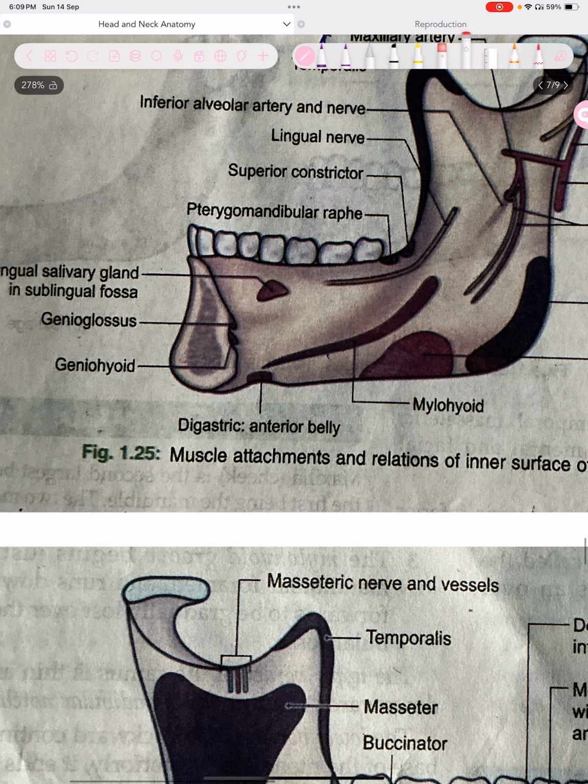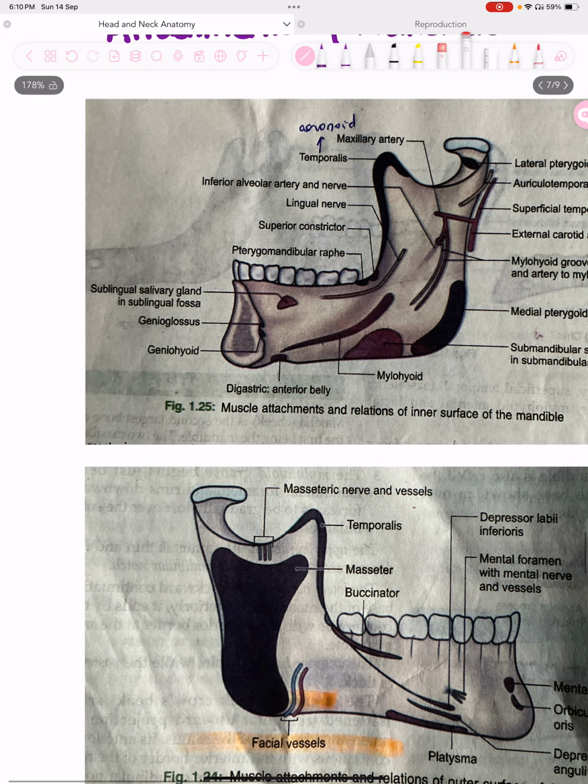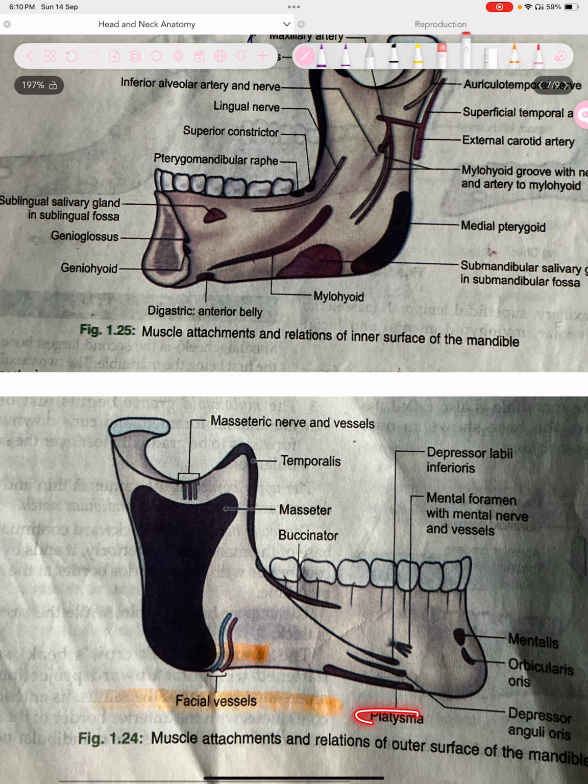Then, very important, the oval depression that gives origin to the anterior belly of the digastric muscle, and this is very obvious because this is called the digastric fossa. Then the deep cervical fascia, investing layer, is attached to the whole length of the lower border. So the entire lower border basically attaches to the deep cervical fascia. Then platysma is also inserted into the lower border. If you talk about platysma, this is platysma, outer surface. It's attached to the lower border.